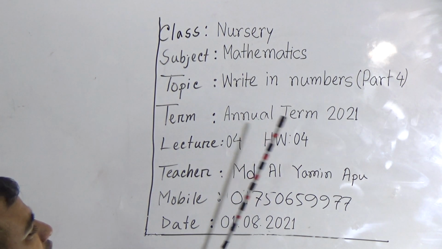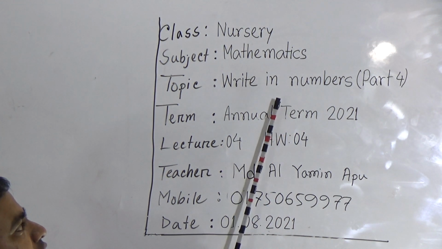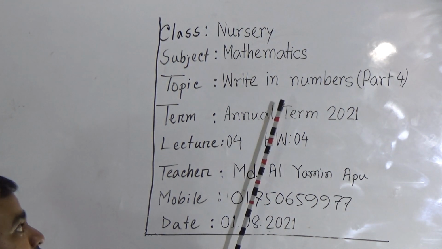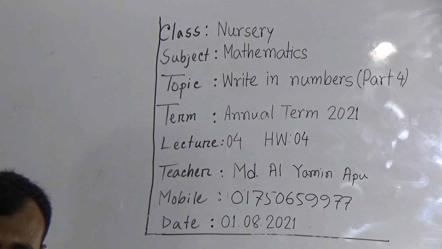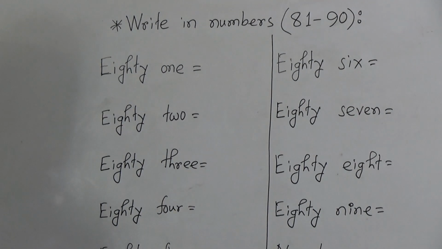Now, dear students, in the previous classes, that means in lectures 1, 2 and 3, we have learned part 1, part 2, part 3 of writing numbers. That means we have already learned from 51 to 80. Today we will learn from 81 to 90. So let's start our class.